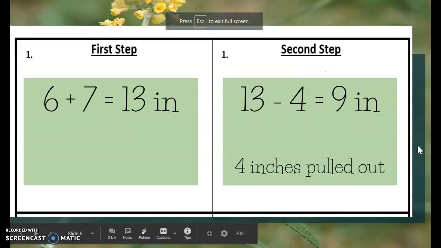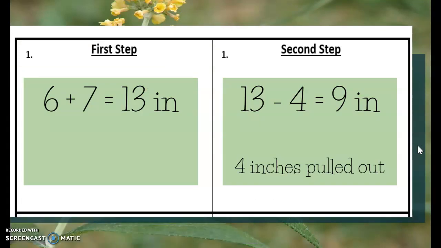So our steps look something like this. First step was to find the total when she added stitches. 6 plus 7 is 13. Then we subtracted to find out how many she took away. We subtracted the partner we knew, 9, from 13, and that gave us the missing partner we were trying to find. So we know she pulled 4 inches out.